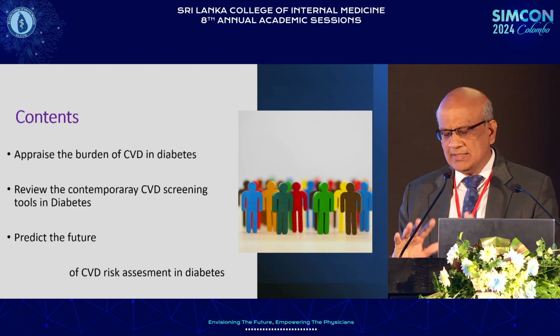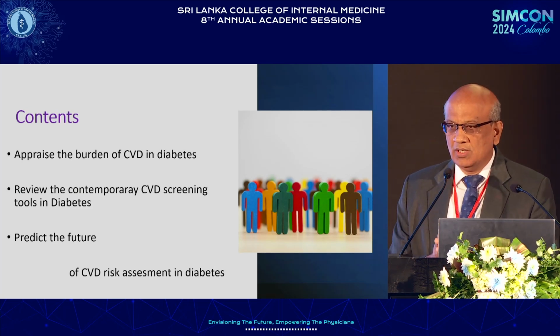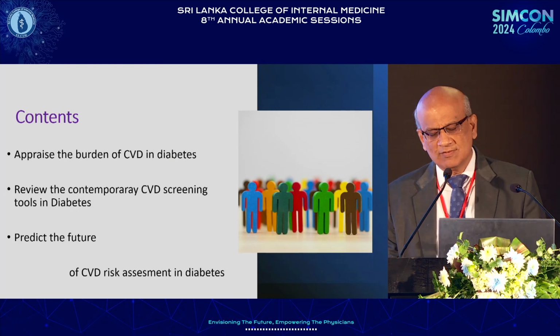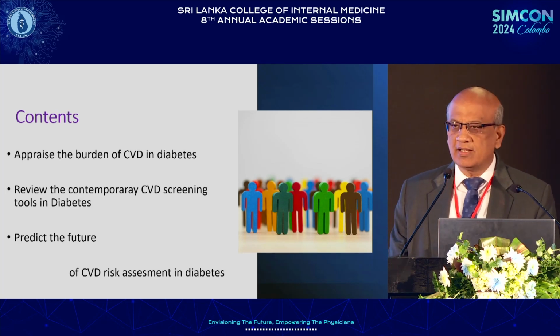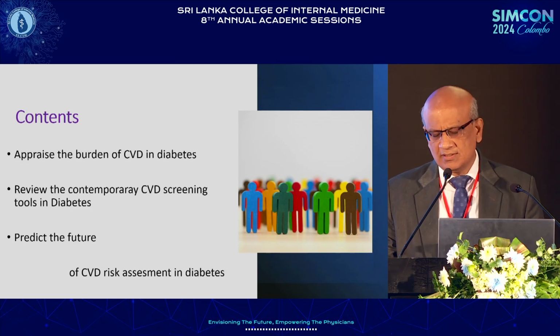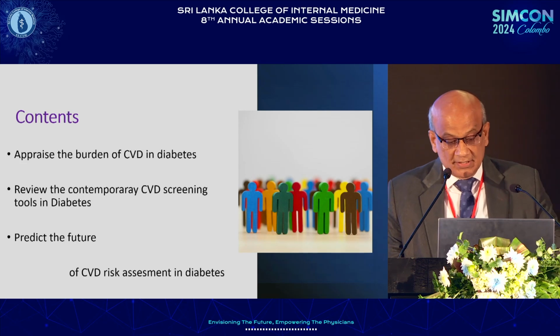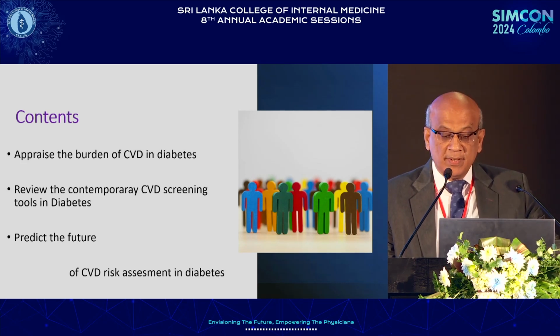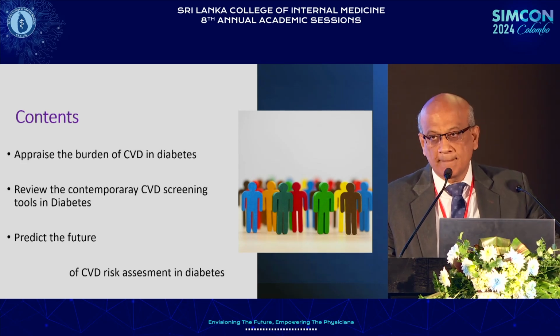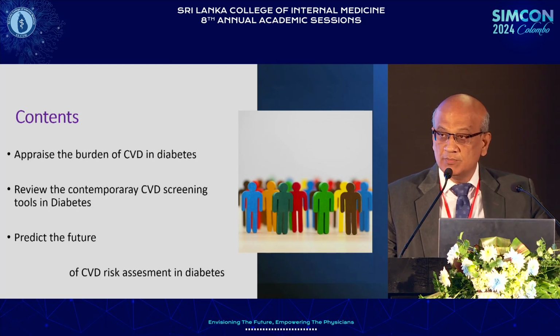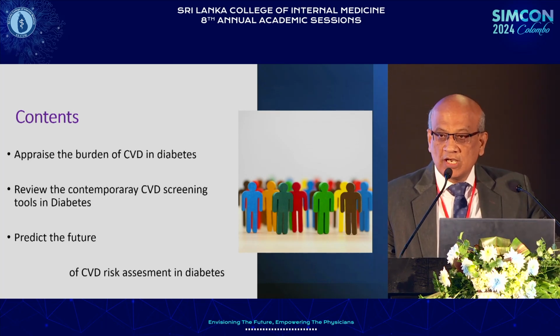When I refer to diabetes, it is more or less type 2. As you know, prevalence-wise and burden-wise, countries like ours are facing the burden of type 2 more than type 1. But to some extent, type 1 also can be included here with some exceptions. Then I will review the contemporary CVD screening tools in diabetes, basically diabetes and non-diabetes both, but what is specific to diabetes has also come out in the recent past, and my role is to predict the future.